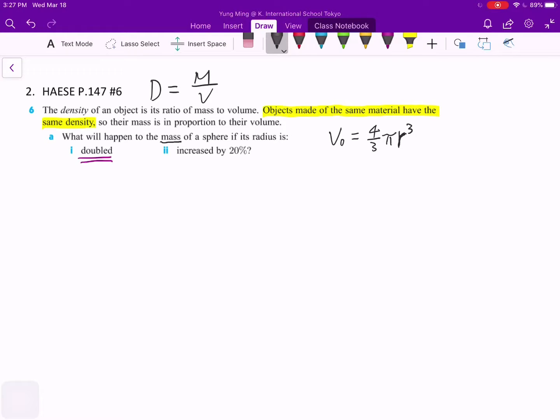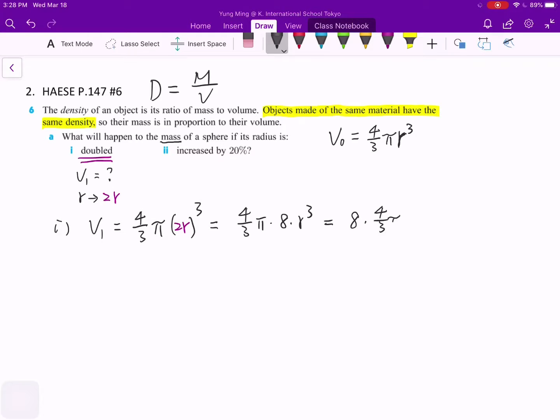We want to find out what happened to the volume if the radius is doubled. So in this case, let's call it V1. I'm changing my r to 2r. Your V1 is basically everything the same, 4 over 3 pi something cubed, and your r is going to become 2r. If we do that, this is going to bring us to 4 over 3 pi times 8 times r cubed. If we collect everything, same as the original, you're going to get 8 times 4 over 3 pi r cubed. This 4 over 3 pi r cubed is exactly our V0. This means our V1 is actually 8 times V0.